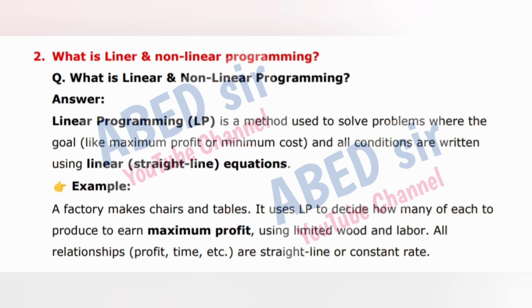Example: a factory makes chairs and tables. It uses LP to decide how many of each to produce to earn maximum profit using limited wood and labor. All relationships, profit, time, etc., are straight-line or constant rate.